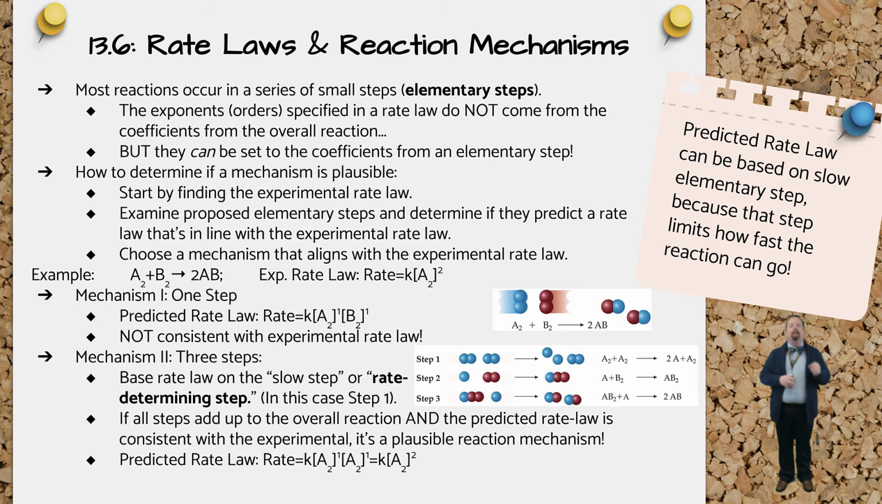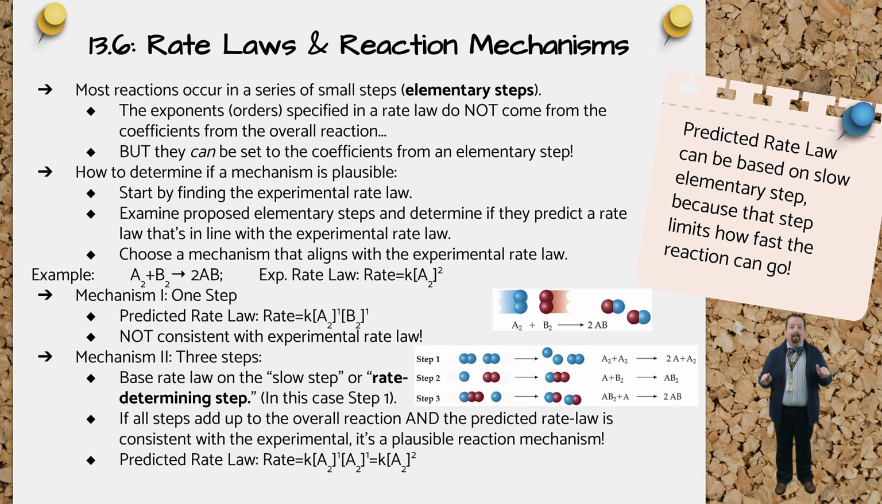To determine if a proposed mechanism is a plausible one, we still need to perform some kinetics experiments to determine the experimental rate law. Then, we look at the elementary steps and see if they will predict a rate law that's consistent with the experimental rate law.